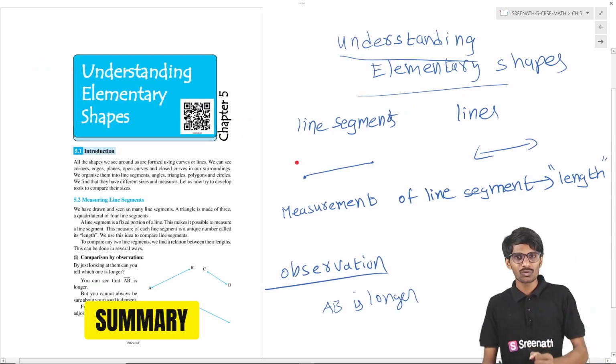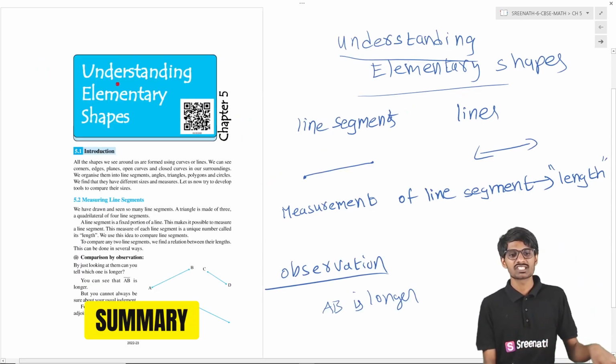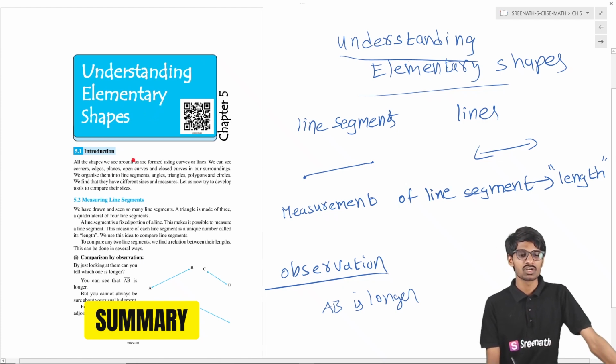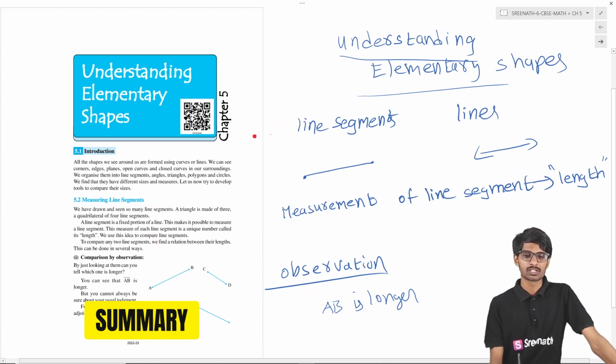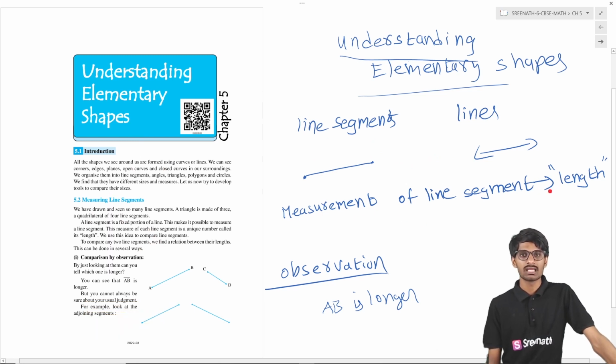Hello, students. Now we are going to discuss the summary of this chapter, understanding elementary shapes. So the first thing is measuring line segments. We know what line segments and lines are. So the measurement of a line segment is called length.